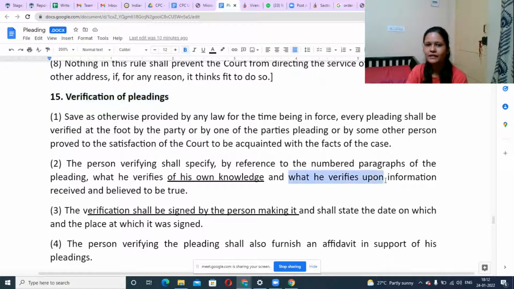And what he verifies upon information received or believed to be true. Some other things he might not have knowledge of, but it may be that the advocate has informed him. Maybe the advocate has informed that this is the right court where jurisdiction is there, so we are filing this case. So the person may say that this is some information that I have received and I believe this information to be true.